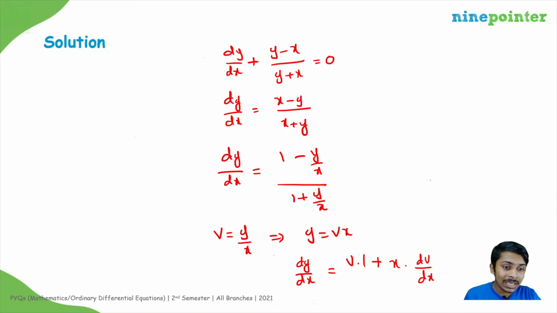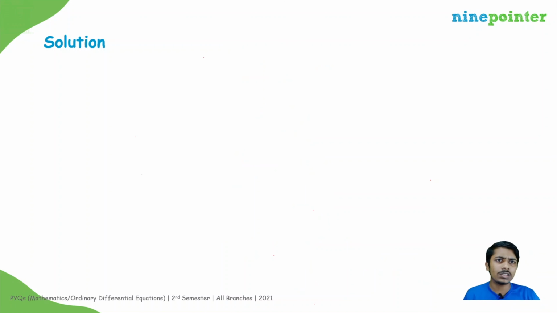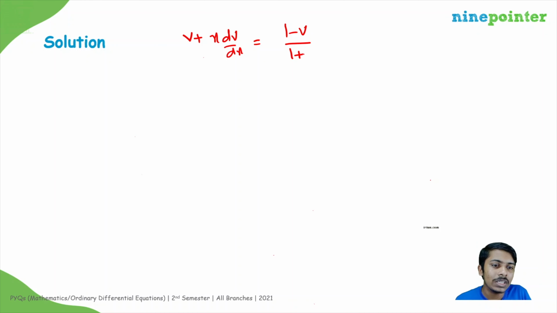And what is on the right hand side? It is 1 minus y by x. In place of y by x, I will just put v. So that will be (1 minus v) upon (1 plus v). So we have v plus x dv by dx is equal to (1 minus v) divided by (1 plus v). That is, x dv by dx is equal to (1 minus v) upon (1 plus v) minus v.